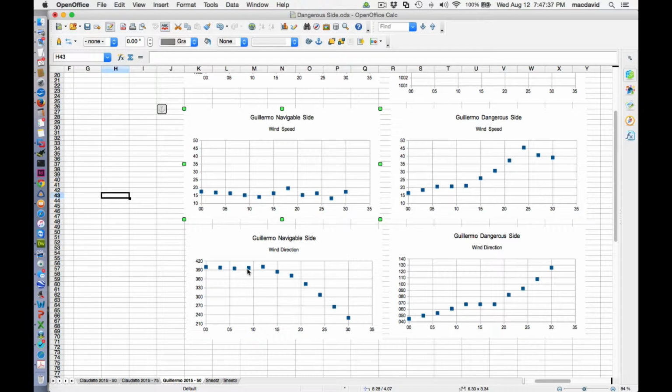Look at what these numbers are. From here down, it's going 360, that's due north, then 330, then 300, then 270. This wind is backing. But notice, it didn't back right away. It was just sitting there straight. We had to go all the way up to 15 hours into that storm.